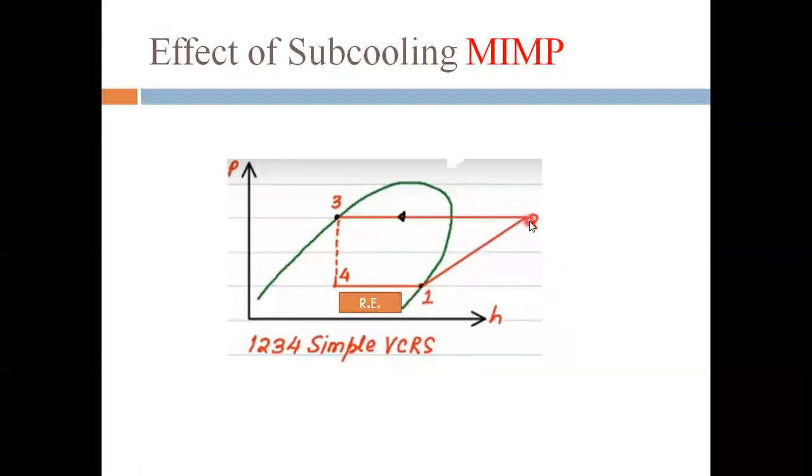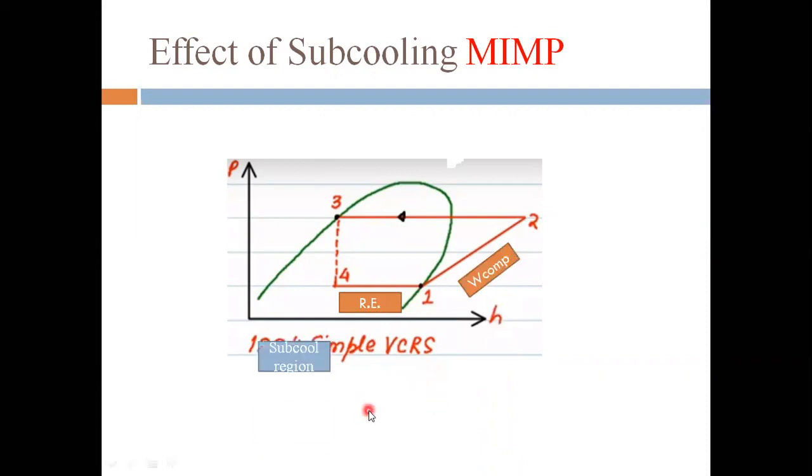This 1 to 2 process is known as a compression process, 2 to 3 is condensation, 3 to 4 is the expansion process, and 4 to 1 is the evaporator process. In 4 to 1, the refrigerating effect is produced. This one is W compressor, that is the compressor work.